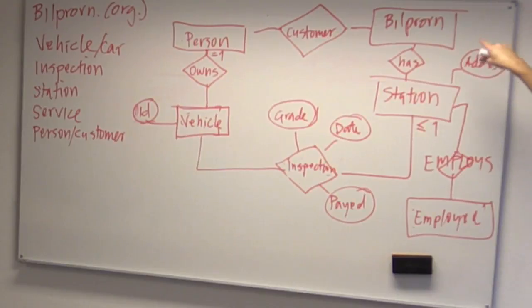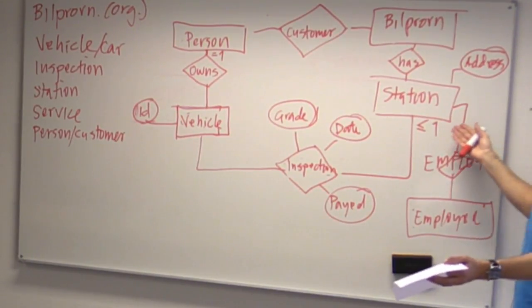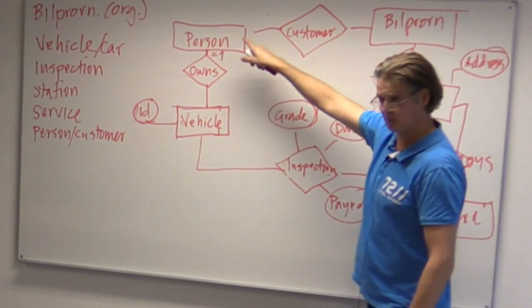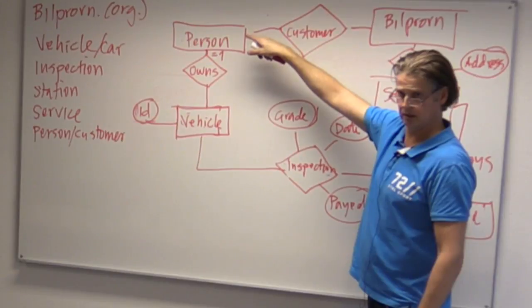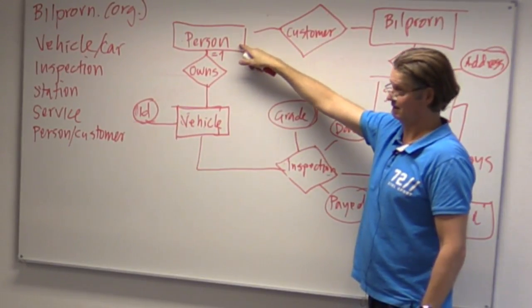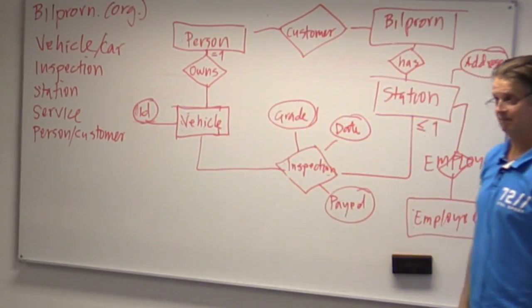If you have Bilprovningen that you have the employees, aren't they persons in that case? And the relationship is an employee. Well, is that in that case the same table, because that's the customer table? So should that be the customer in that case and not the person? Do you see?